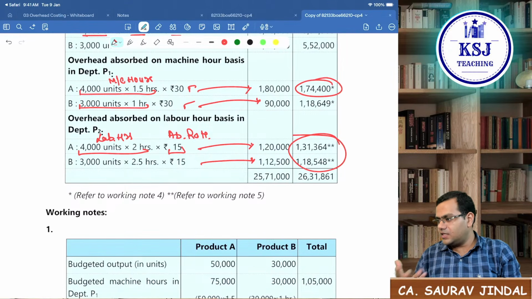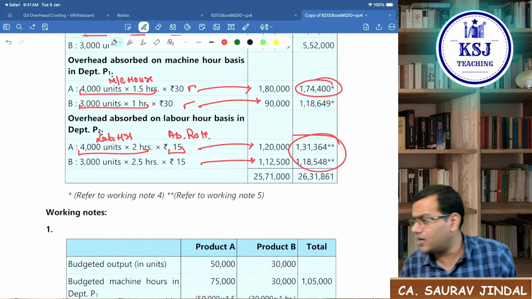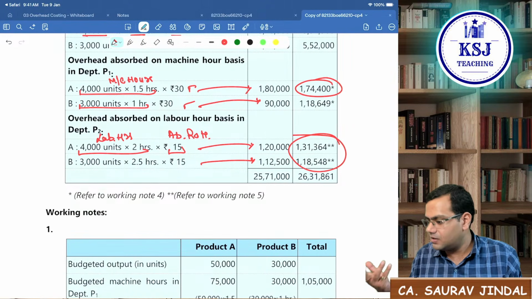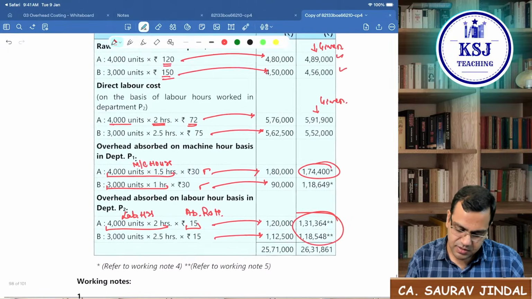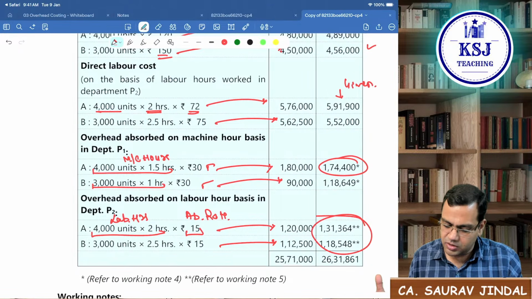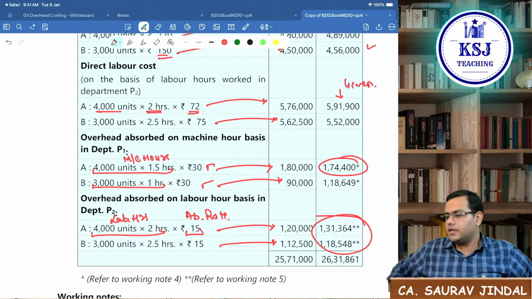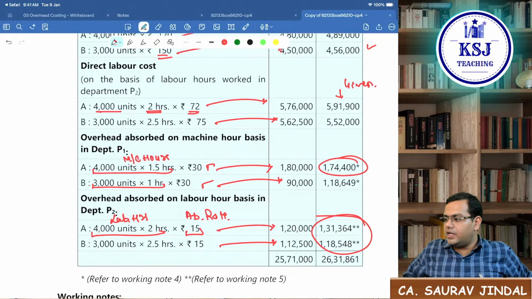Vedant, I'm not able to understand the question you are asking. Why product B is 15? Where is product B 15? I want to know. I'm not able to understand which part you are asking. Yes, is this question clear?